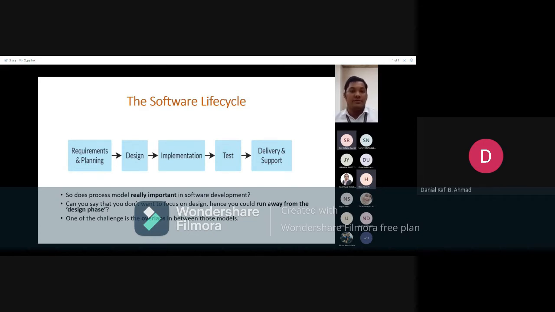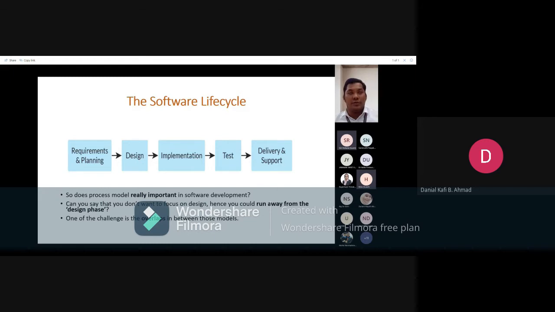But before that, there are a few questions. Does the process model really matter in software development? Can you say that you don't want to focus on design, hence you could run away from the design phase? Normally what we hear from students is, I don't want to do documentation, I don't want to do design because it's a waste of time, so I just go for coding. Design is not about documentation, but more about the logical. Documentation is more of a medium.